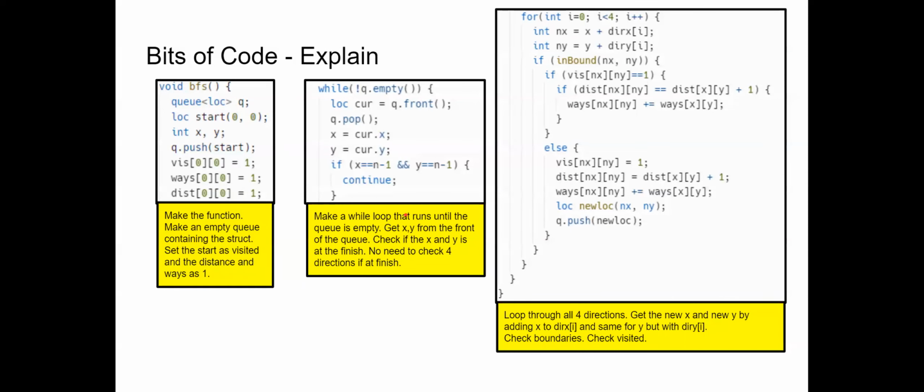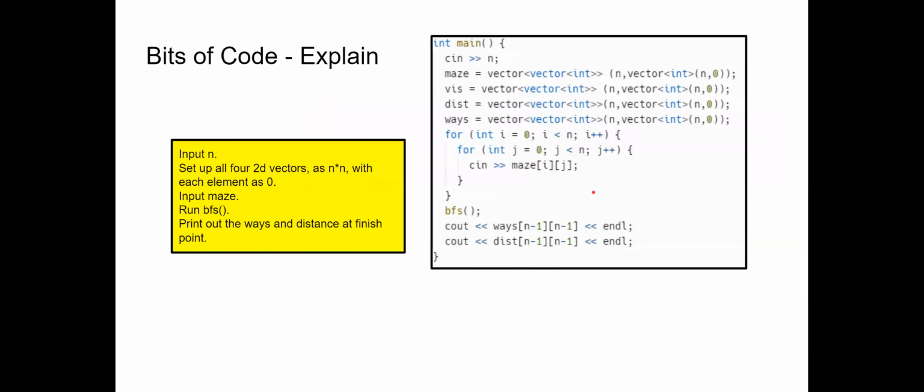So after that, I go in the 4 directions using a for loop, and then I get my new x and new y. I check if it's in bounds, and if it is in bounds, I check if it's visited. If it is visited, then I check if the distance at new x and new y is equal to the previous distance plus 1. If it is, then I add the ways at x, y to the ways at nx, ny. And then if it's not visited, I just update visited, distance, ways, and I push the new location to the queue. And then in the main function, I just get the inputs, set up my vectors, call the BFS function, and then I just print everything out.